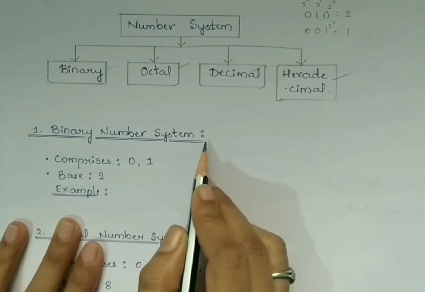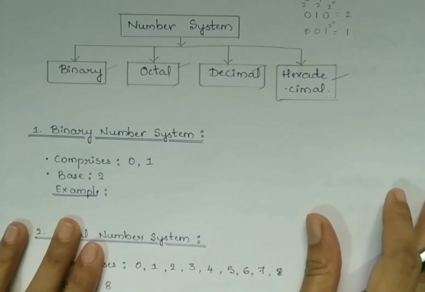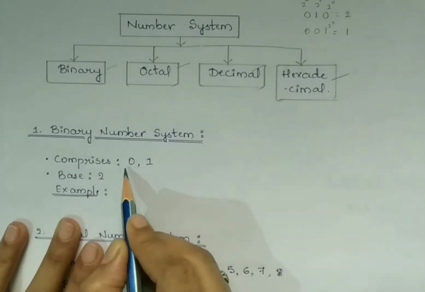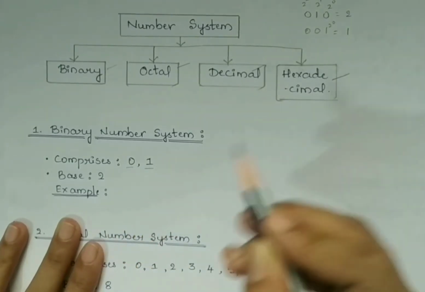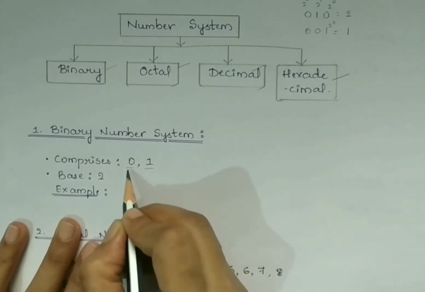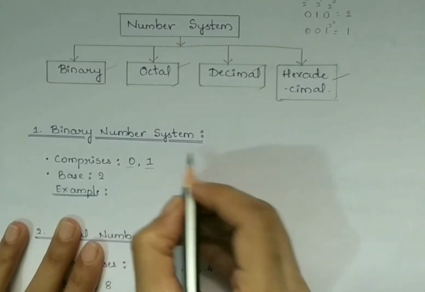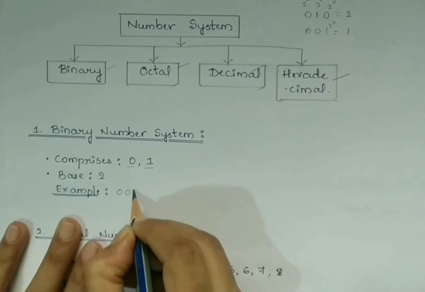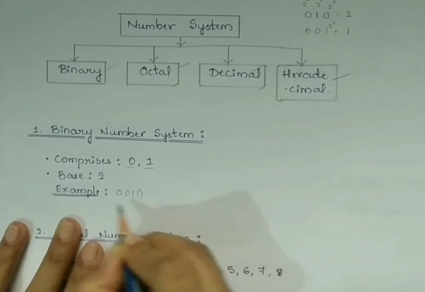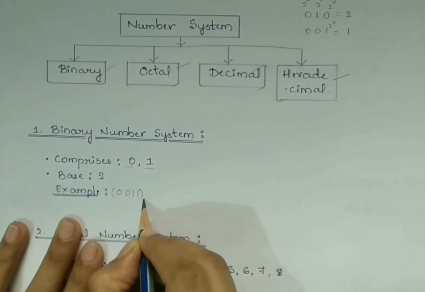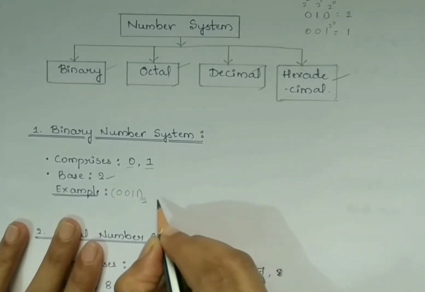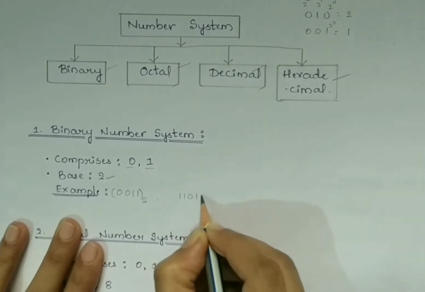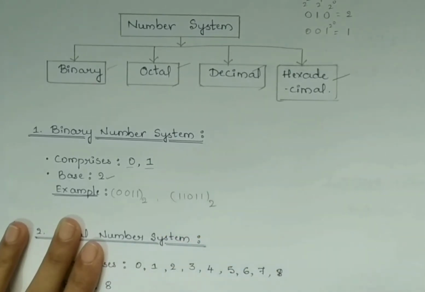The binary number system contains only two values or two digits, that is 0 and 1. All binary numbers are formed using only zeros and ones. For example, 0011. This is a binary value and it is represented as base 2. Its base is 2. Another example is 11011. This is an example of a binary number.